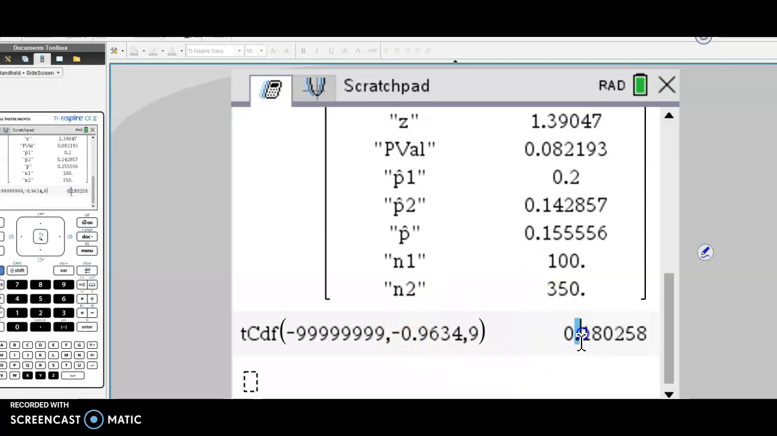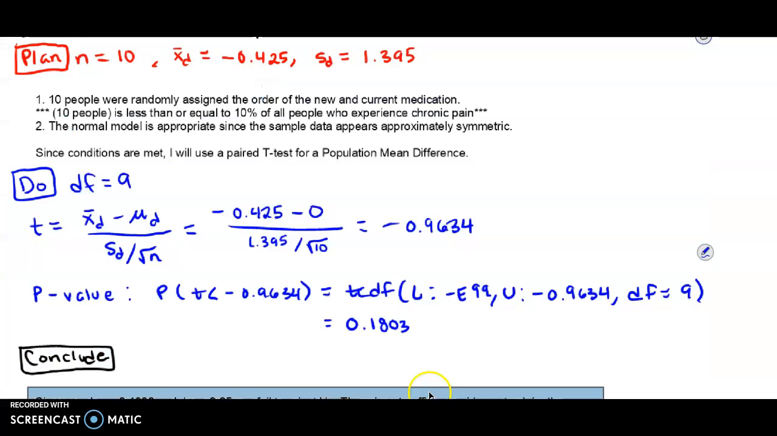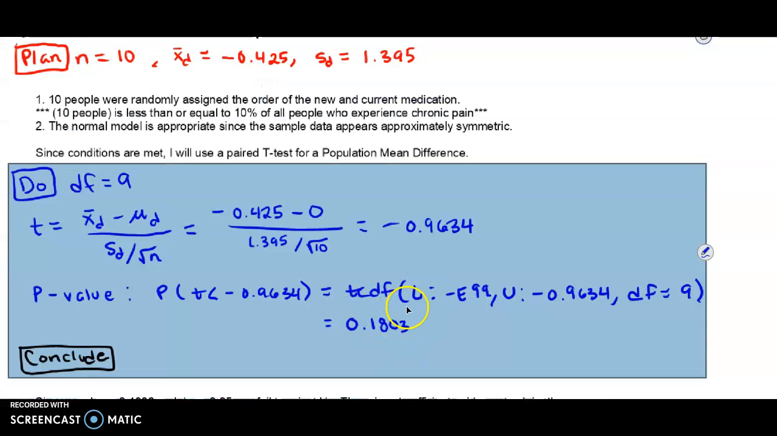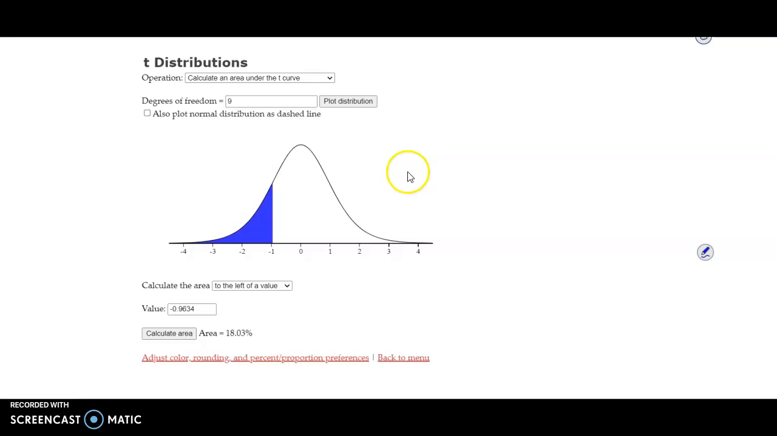So I do this, and I get a large p-value of about 0.1803, or you can copy all of that if you want to. I'm not going to tell you how to live your life, but I would make it simpler by just doing this 0.1803.